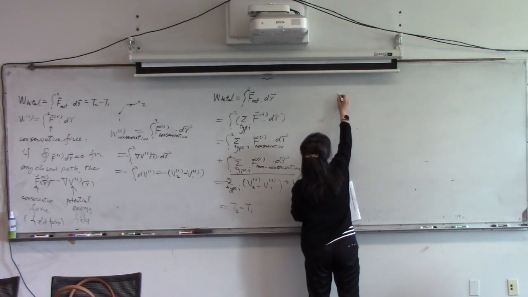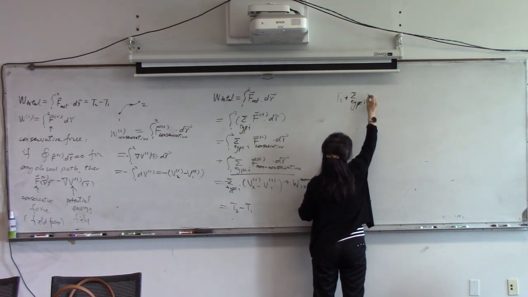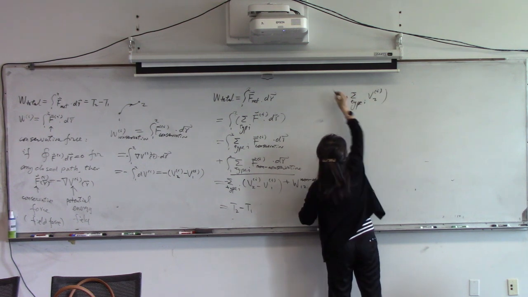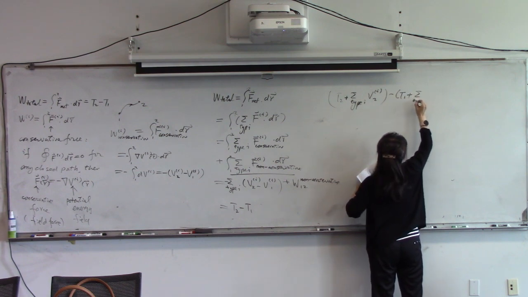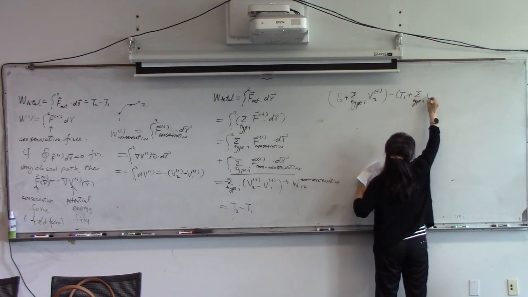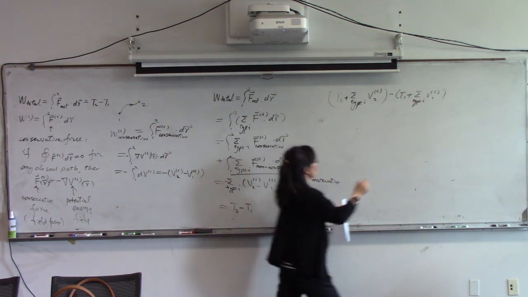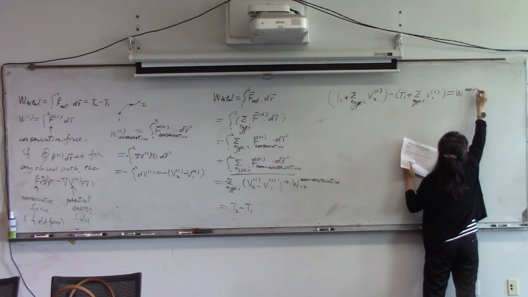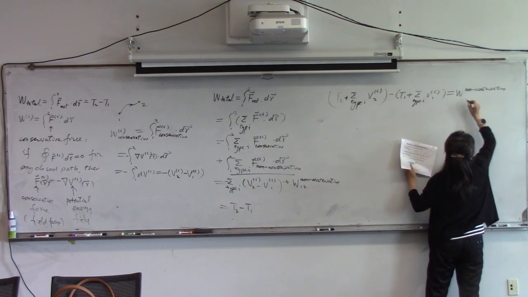So we will have T2 plus summation type I Vi2 minus T1 plus summation type I Vi1. That equals all the non-conserved force doing the work.